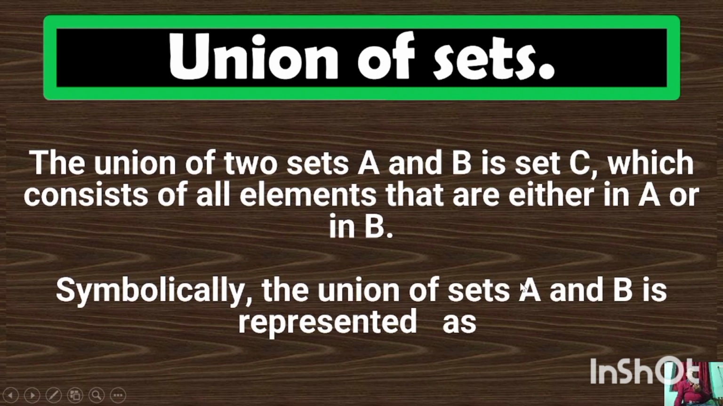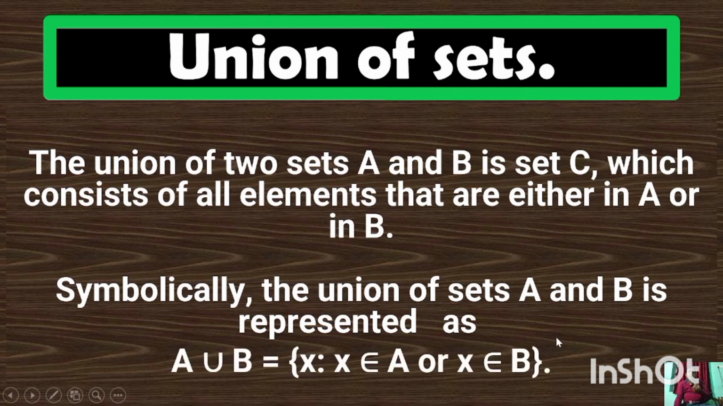The union of two sets A and B is set C. When you are combining two sets A and B, it gives rise to the formation of another single set, a new set, that set is C, which consists of all the elements that are either in the set A or in the set B. Symbolically, the union of sets A and B is represented as A ∪ B. The symbol stands for union.